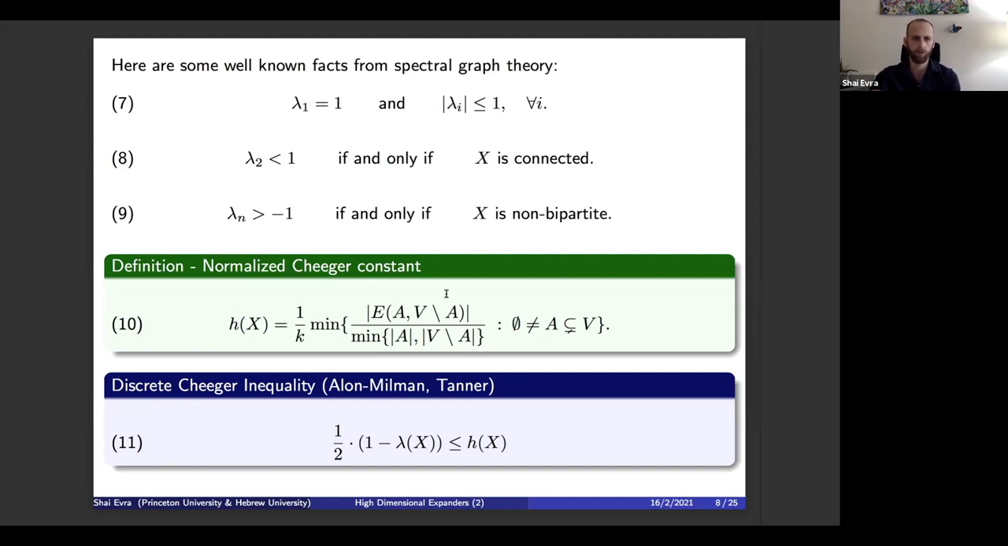And we have the normalized Cheeger constant, but we won't deal with it much. Expansion is defined using the Cheeger constant, but thanks to the discrete Cheeger inequality, it suffices to prove a spectral gap. So throughout the talk, any proof of expansion will invoke the discrete Cheeger inequality, and I'll just show that the second largest eigenvalue is bounded away from 1 in a uniform way.